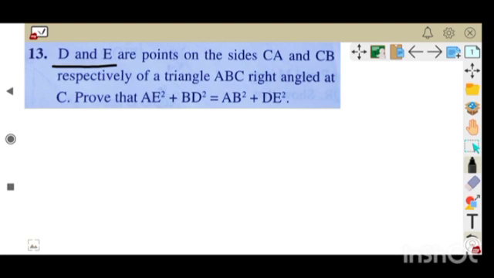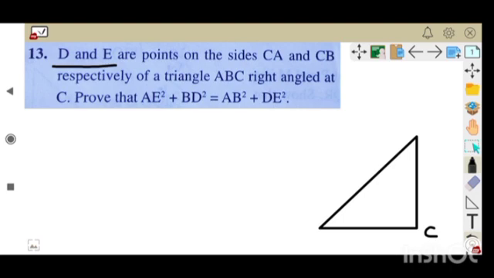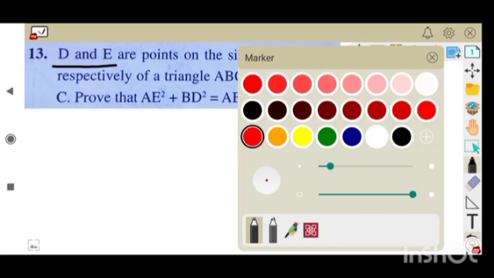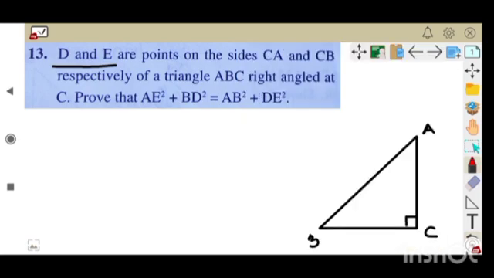Now let's draw the diagram. Here we have a right angle triangle, and let's give the name here. I'll give here C first. C is the 90 degree, so don't forget this is right angle. And you can give here A, and you can give here B. D lies on CA, so let me just use the red color now. This is D, and I'll take here as E. Okay, but we have to prove that AE square plus BD square equal to what? AB square plus DE square.